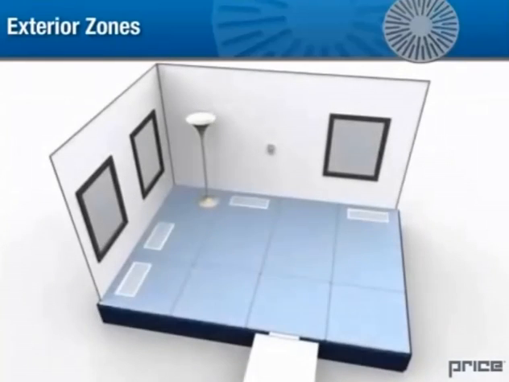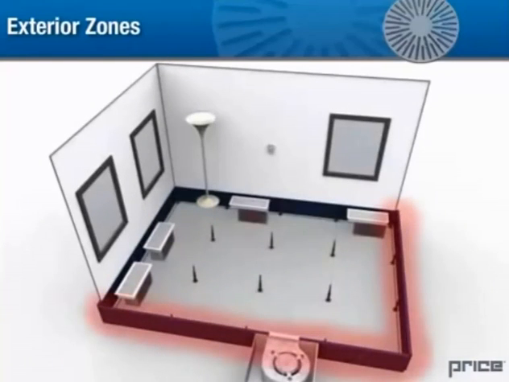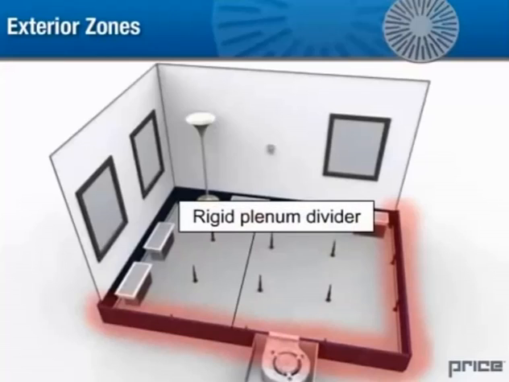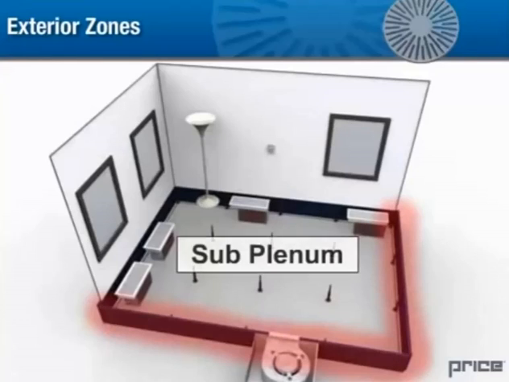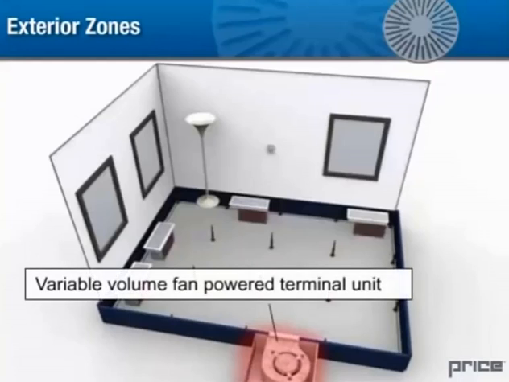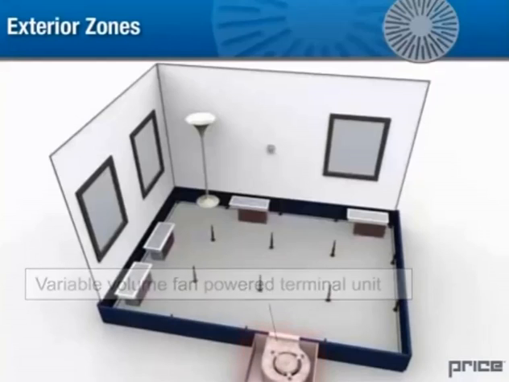3. A plenum partition is a sealed-off part of the plenum formed by installing a rigid plenum divider. Within the underfloor plenum, a physical partition is installed around the control zone, forming a subplenum. This subplenum is supplied by a variable volume fan-powered terminal unit.